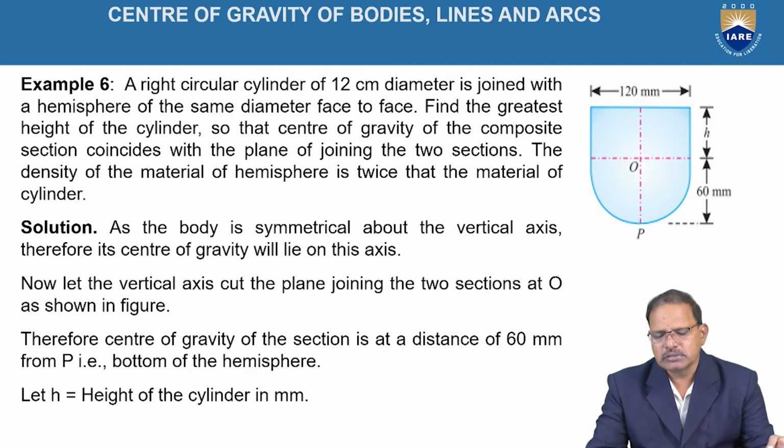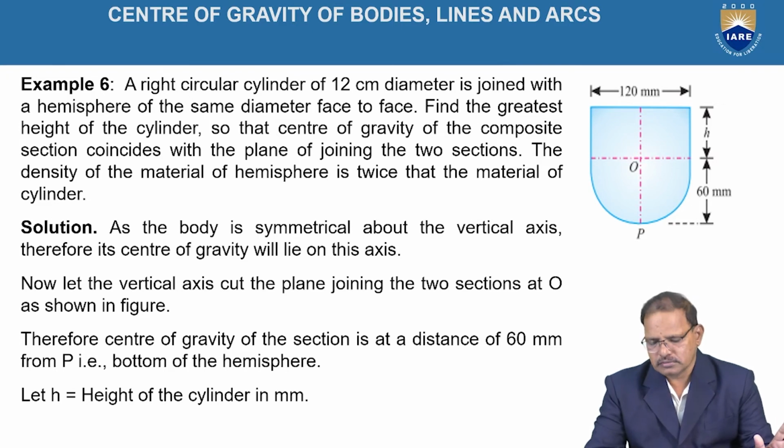Center of gravity of bodies, one more, this cylinder we are taking now. A right circular cylinder of 12 centimeter diameter is joined with a hemisphere of the same diameter face to face. Find the greatest height of the cylinder so that the center of gravity of the composite section coincides with the plane of joining of the two sections. The density of the material of the hemisphere is twice that of the material of the cylinder.